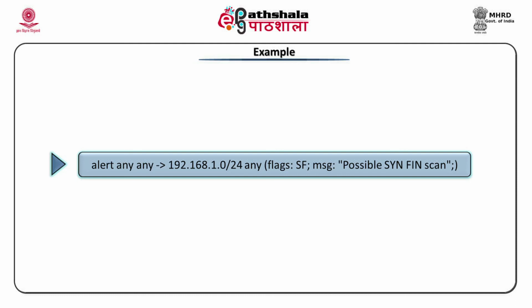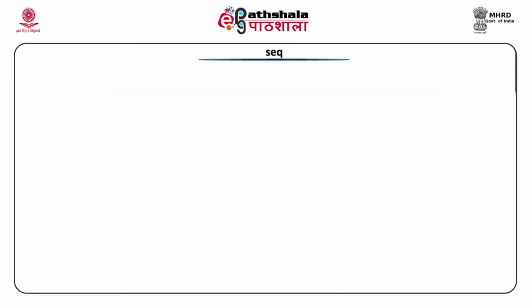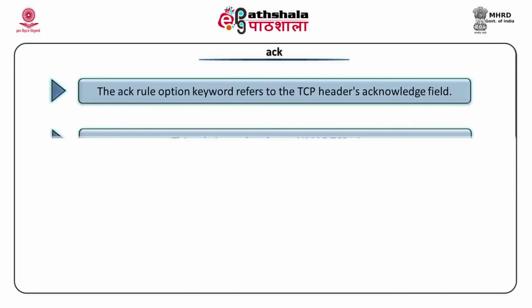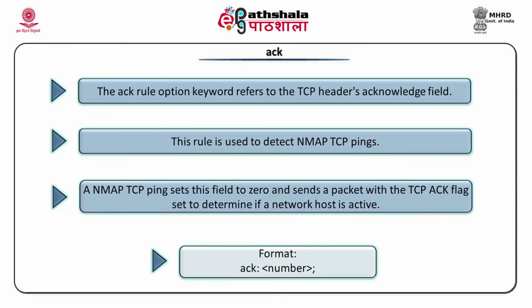Example is alert any, the direction sign, destination is specified by 192.168.1.0/24, destined for any port, but flags set are S and F. So S is related to SYN and F is related to FIN. So if SYN and FIN flags are set, then this rule will possibly send an alert.